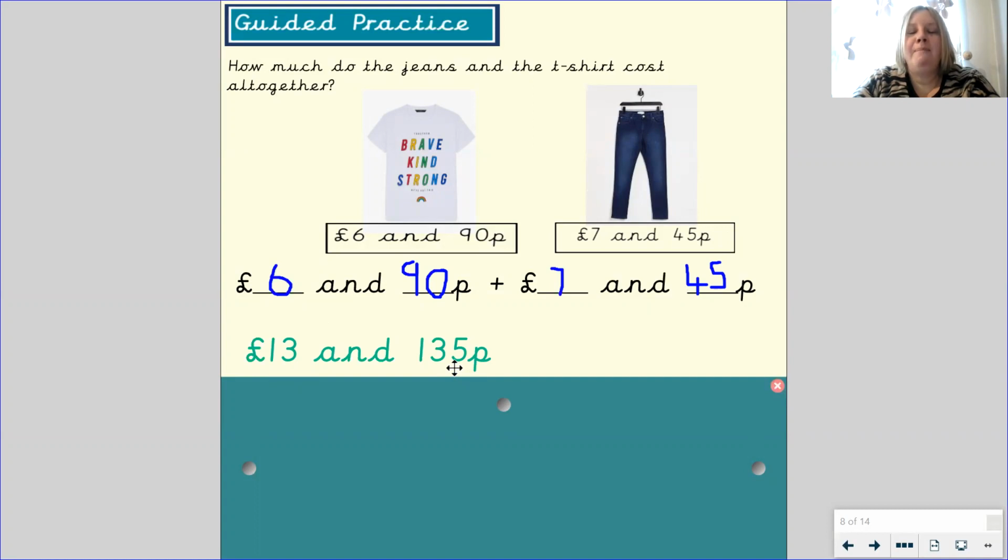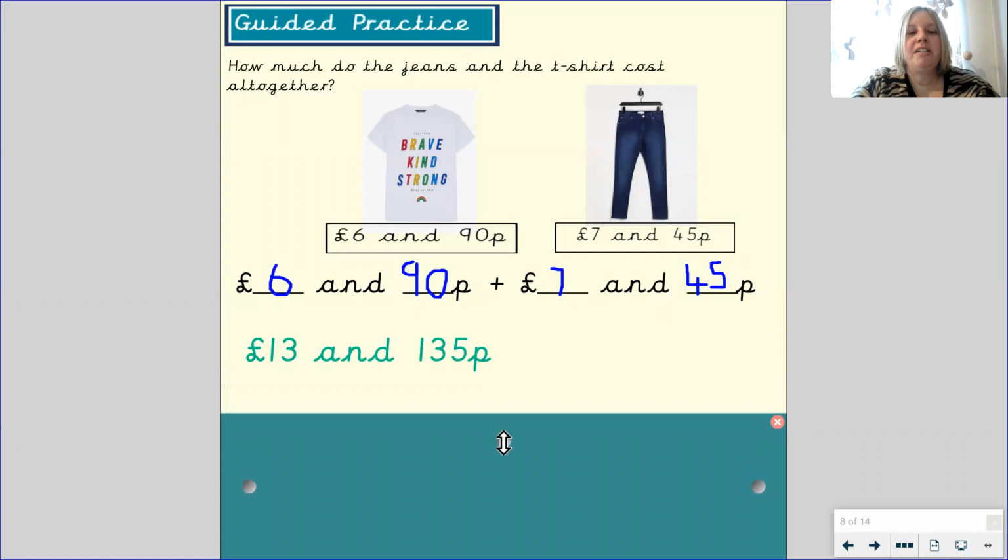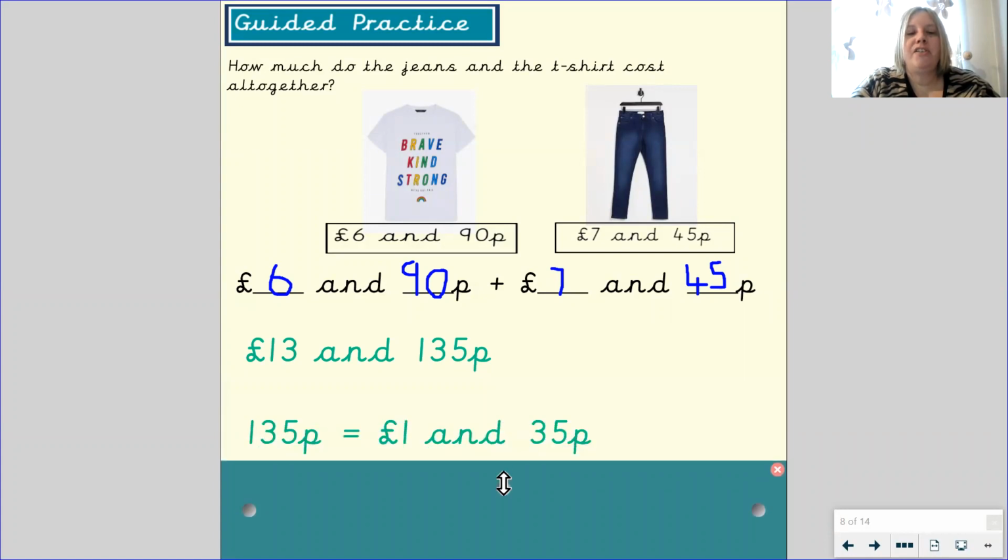Now we need to exchange our 135p for a pound. Can you write down what 135p would be equal to? Pause the video and have a go at this for me. Let's see what we should have written. 135p equals £1 and 35p, because we know that there are 100 pennies in a pound, so we exchange 100p for a pound, and then we have our 35p.